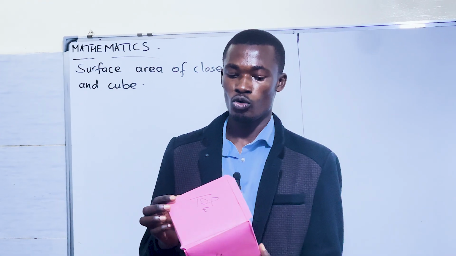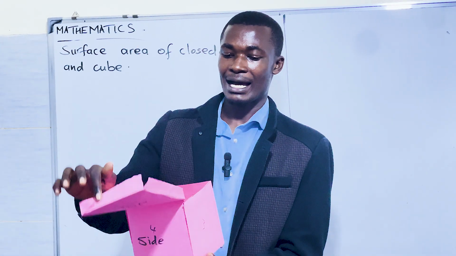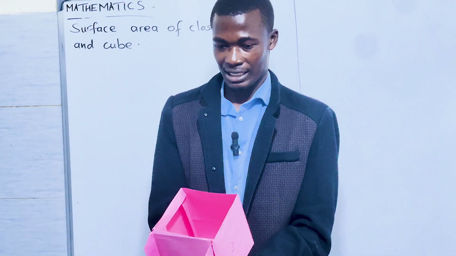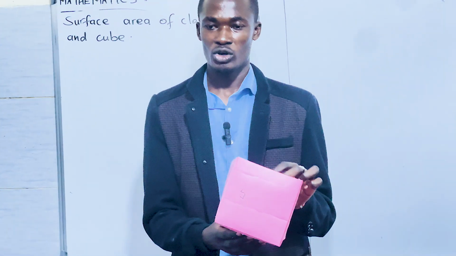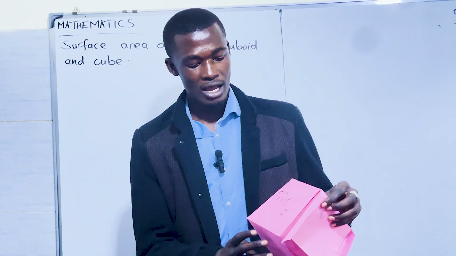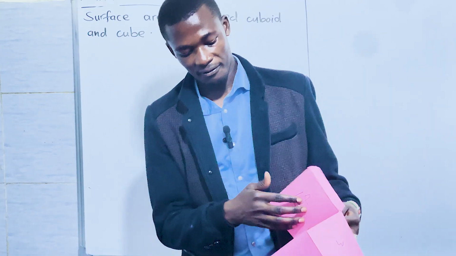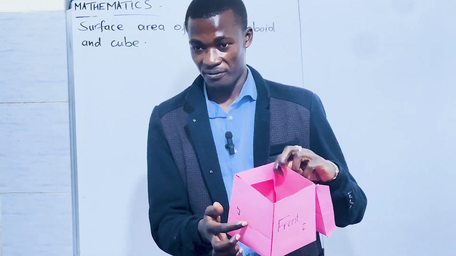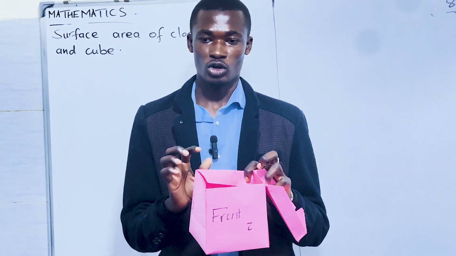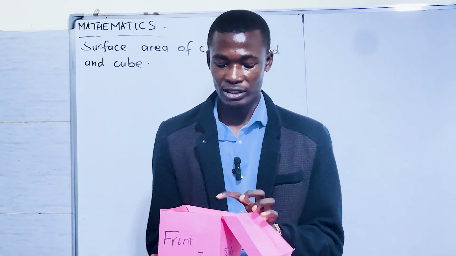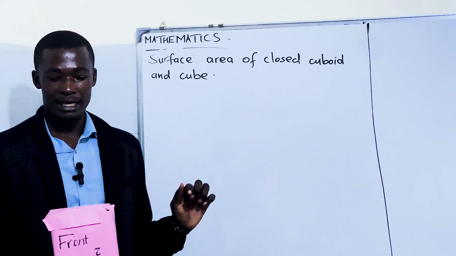But when you talk about an open cuboid, that means the part at the top is missing. So when the part at the top is missing, how many faces are we going to have? We will have 1, 2, 3, 4, and 5. So an open cuboid and an open cube has a total of 5 faces. But today we are talking about a closed cube and cuboid.